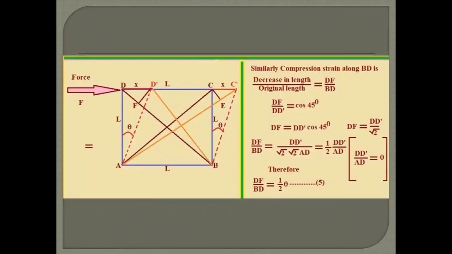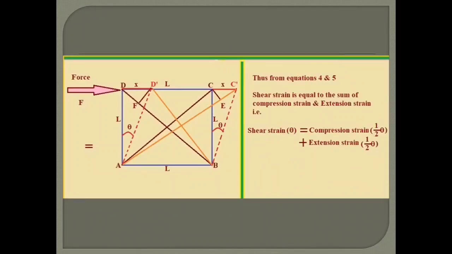DF by BD is equal to DD dash divided by root 2 into root 2 into AD, which is equal to 1/2 DD dash by AD. And we know DD dash by AD is equal to theta. Therefore, DF divided by BD is equal to 1/2 theta, which is the equation we have denoted here as 5.